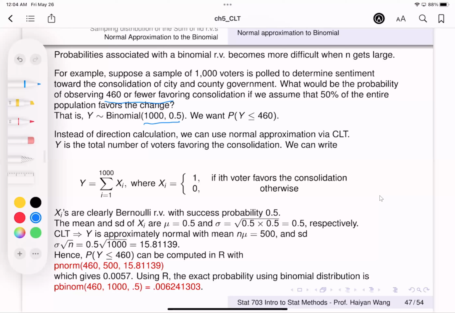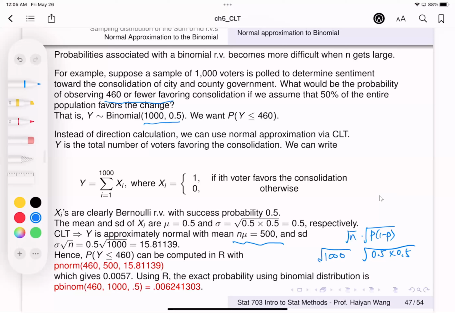Therefore, this y would be approximately normally distributed with mean equal to n times the mean. And the standard deviation is going to be the square root of n times the population variance. So in this case it would be the square root of n times p times 1 minus p, and p is 0.5, 1 minus p is also 0.5. And we take the square root, with sample size 1,000. So that gives us the standard deviation.